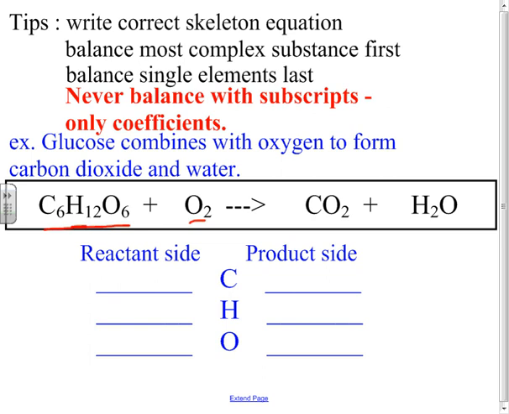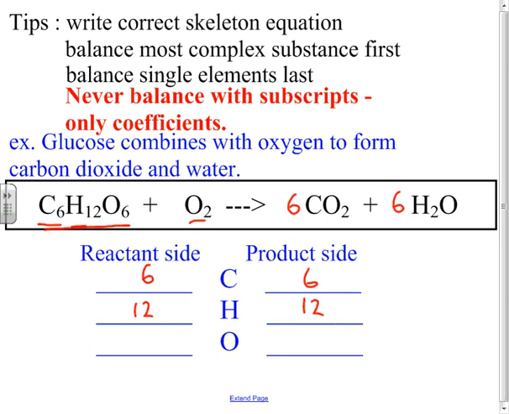So on the reactant side, we have 6 carbons. So to get 6 carbons on the product side, I'm going to put a 6 there. 6 CO2s will give me 6 carbons. So I balance the carbons. Next, I'm going to go to the hydrogens. I've got 12 hydrogens on the reactant side. So to get 12 on the product side, again, I can't just make this number a 12 because water is not H12O, it's H2O. So you only balance with the coefficients, the numbers you put in front. So by putting a 6 there, 6 times 2 gives me 12 hydrogens on the product side.